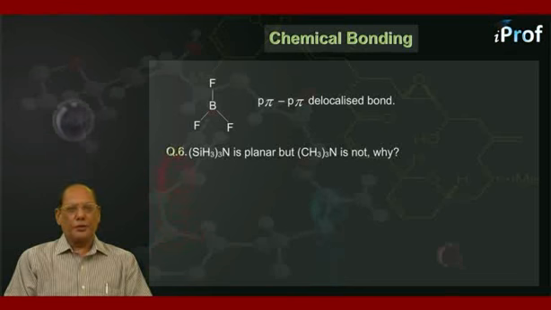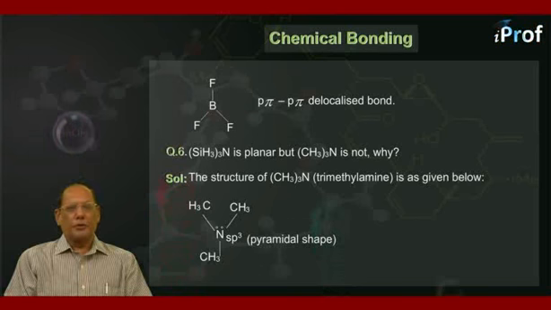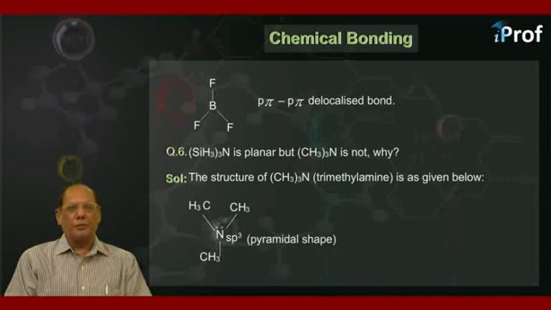Then question number 6. Si(SiH3)3N is planar, but (CH3)3N is not. Why? The answer to this question is that the structure of (CH3)3N, which is known as trimethylamine, is as given below, and we see that here nitrogen carries the lone pair. It is in the sp3 hybridization state, and therefore its shape is pyramidal.